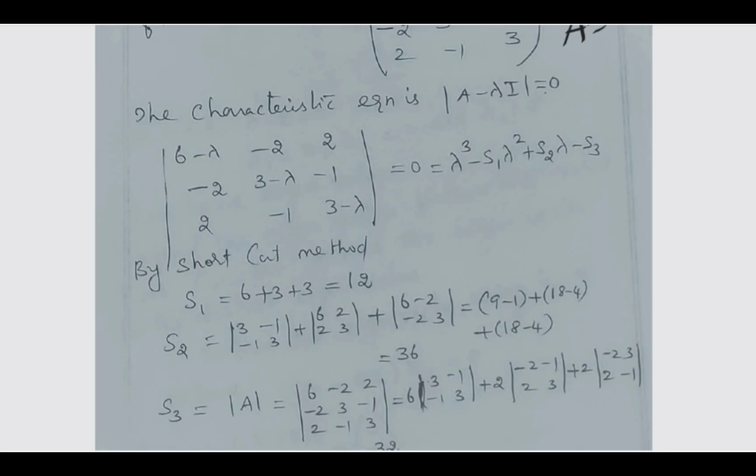This is equal to the characteristic equation lambda cube minus s1 into lambda square plus s2 into lambda minus s3. Now by the shortcut method you can write these coefficients s1, s2 and s3 as follows. s1 is the sum of the leading diagonal elements, s2 is the sum of the minors of the leading diagonal elements, and s3 is the determinant value. So based on that, first let me start with s1.